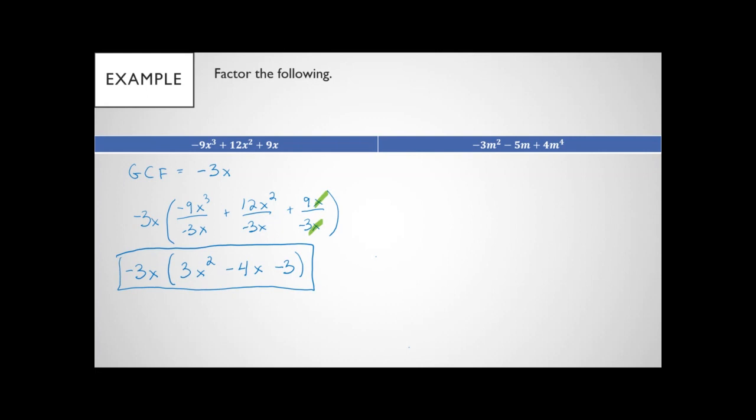Now I'm going to move to the second example here. We have negative 3m squared minus 5m plus 4m to the fourth. We always want to rewrite these so that the highest exponent is first. So I need to actually rewrite it before I find the greatest common factor. So the 4m to the fourth would be in front. Then you have the minus 3m squared, then the minus 5m. And when you rewrite it, you see that actually our first term is positive, so our greatest common factor will not be negative. We'll use positive.